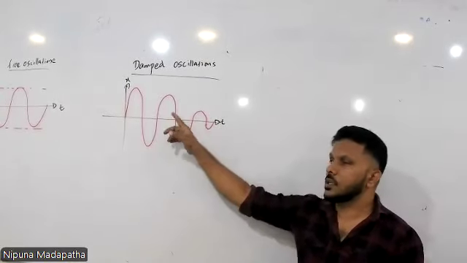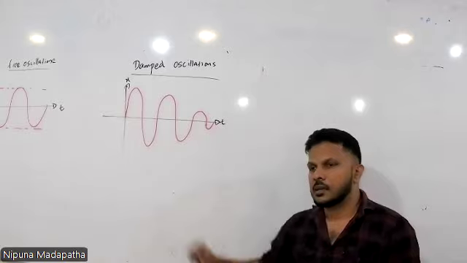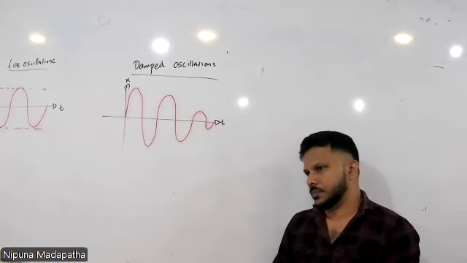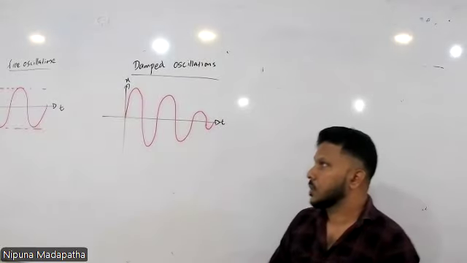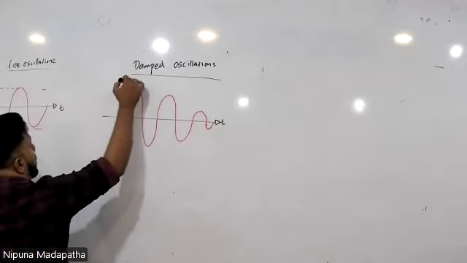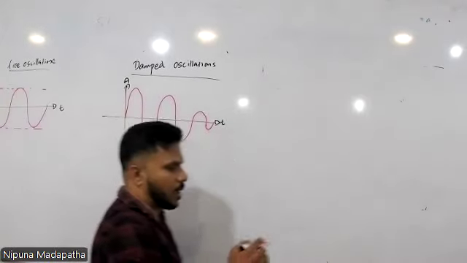So in a damped oscillation, this is how the displacement varies with time. Actually this is the amplitude. Amplitude versus time. The amplitude will decrease.